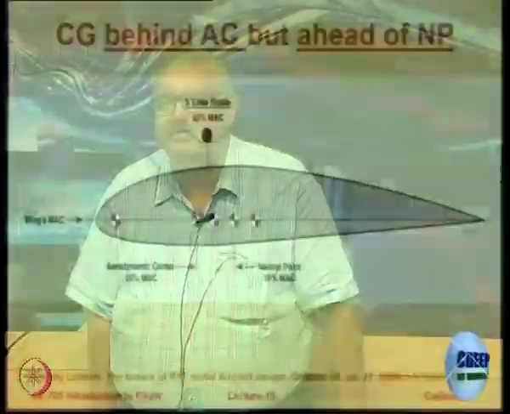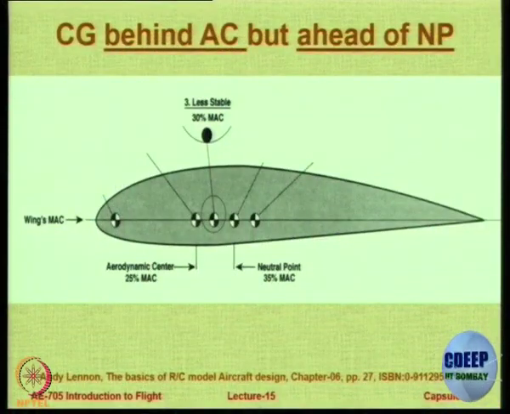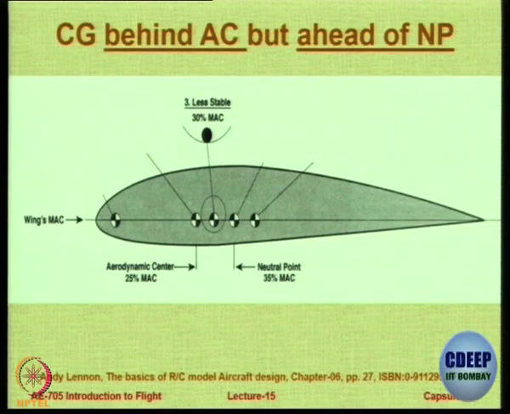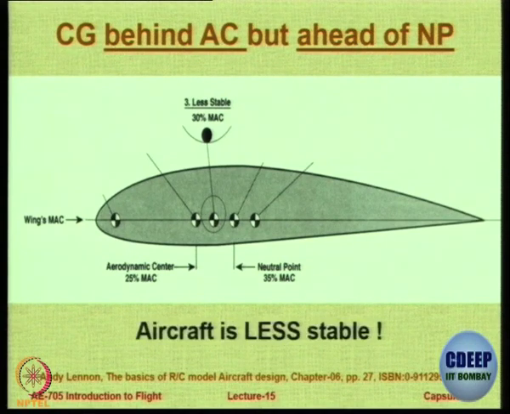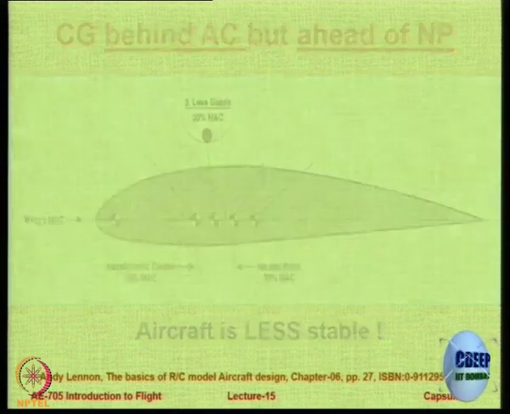And this, my friends, is a very desirable location for the CG of your aircraft, approximately quarter chord. Okay, let us move it behind. The CG moves behind the aerodynamic center, but is still ahead of the neutral point. The aircraft is stable because the NP is still behind, but the level of stability is now reducing because you are moving towards the neutral point. The moment you go behind the aerodynamic center, your stability is going to be less. For you and your glider, it is an undesirable condition. Your glider will still fly, but not fly well. It is less stable, but still stable.